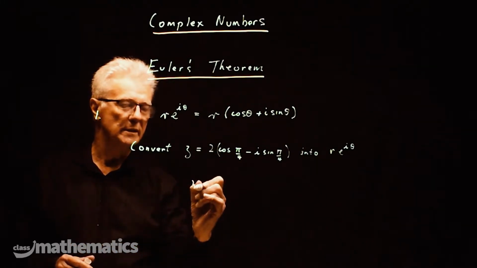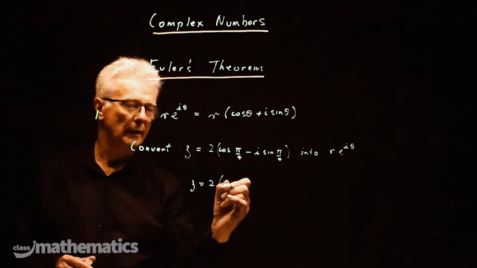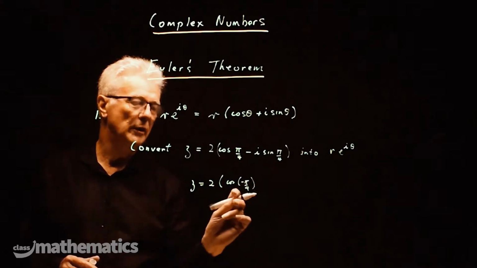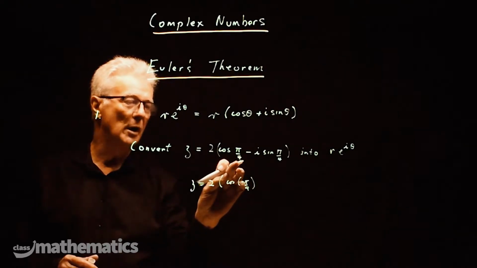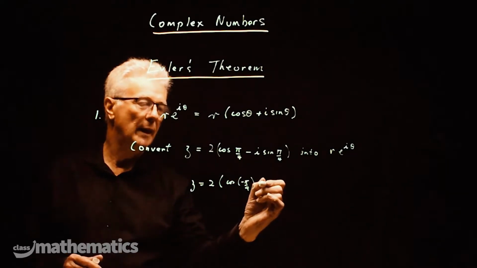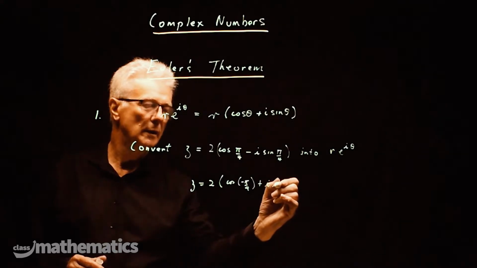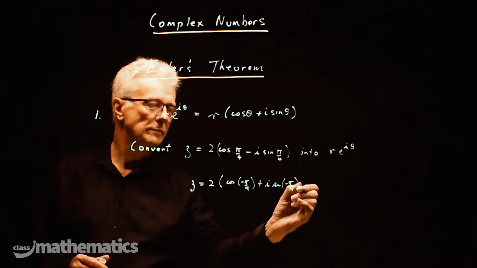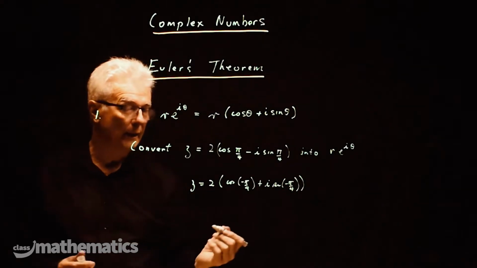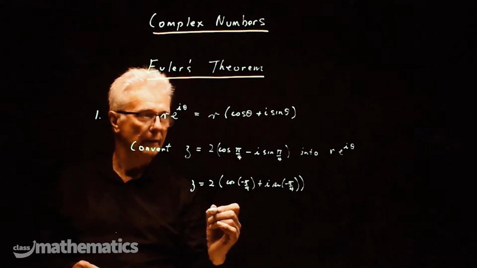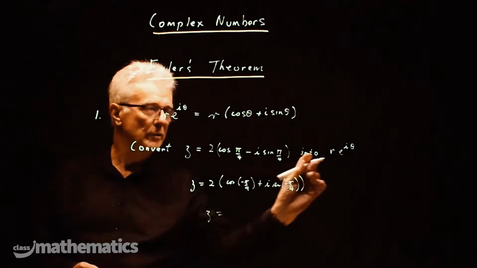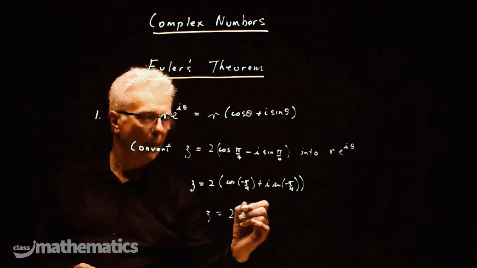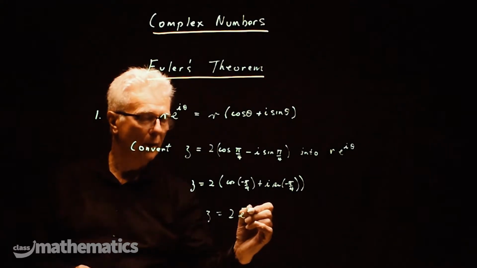So we'll write this as z equals 2. Now this will be the cos of minus pi/4, because as you know the cos of minus pi/4 is the same as the cos of pi/4. And then we can write plus i, the sine of minus pi/4. And then to simply write that, z is equal to 2 e to the minus pi/4 i.